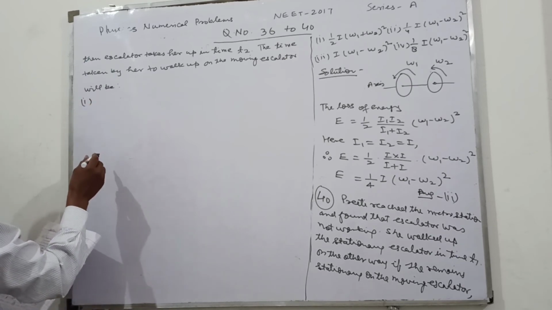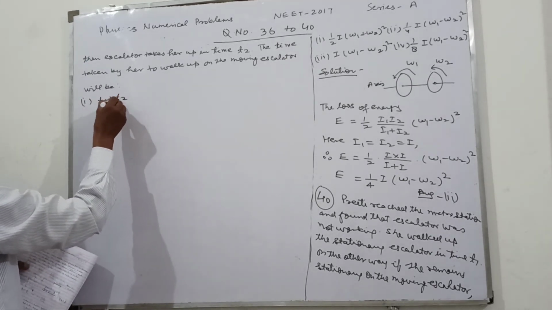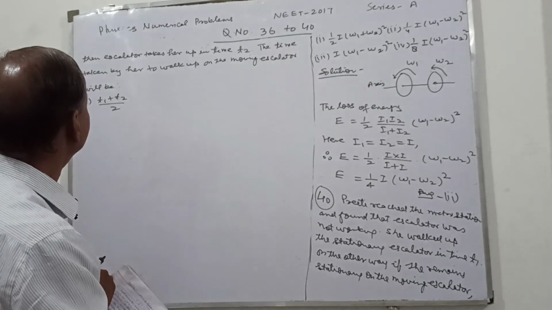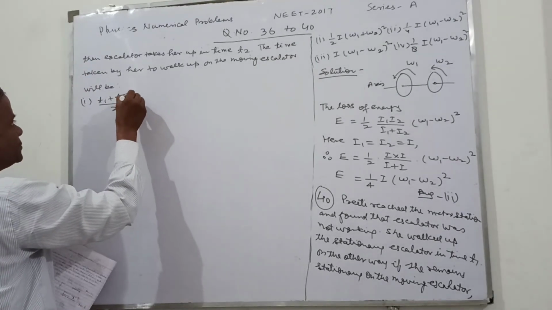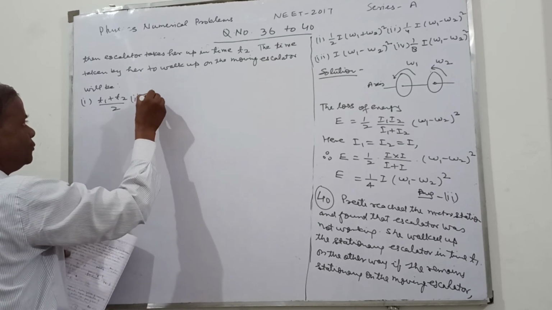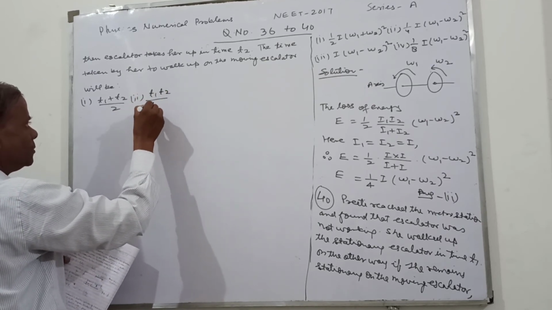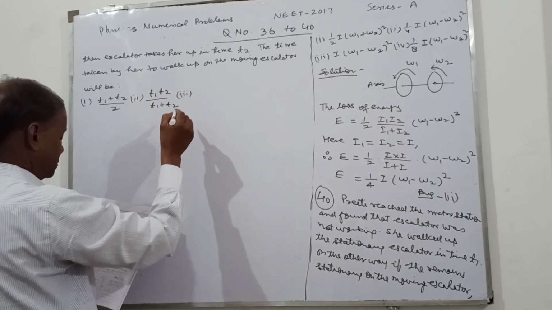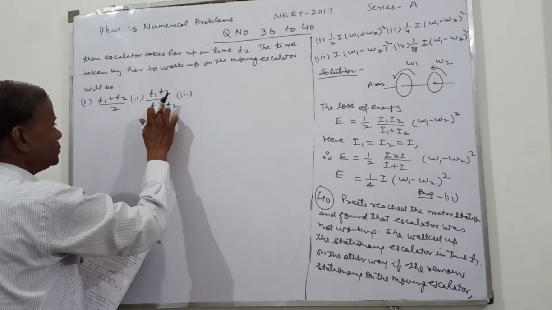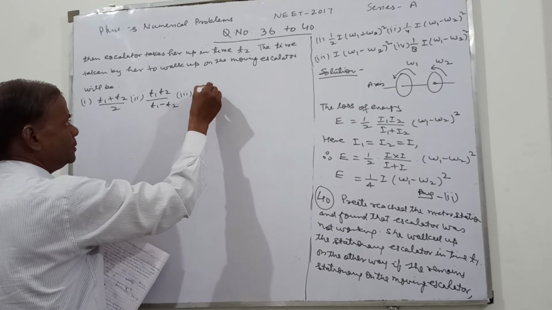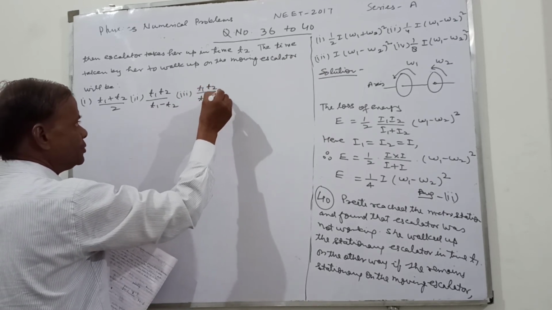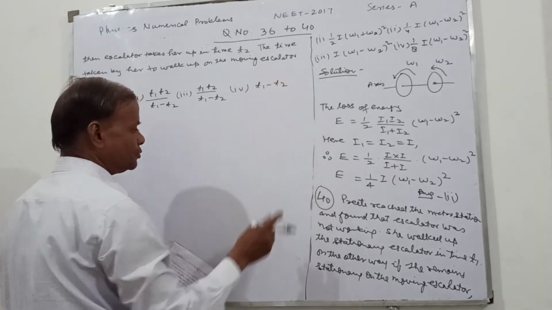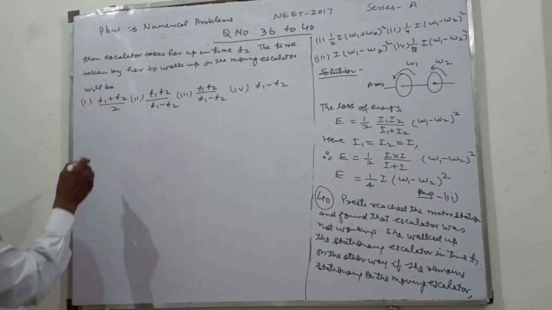now your options are: T1 plus T2 upon 2, and second T1 T2 upon T1 plus T2, and third, with the minus sign, T1 T2 upon T1 minus T2, and fourth, T1 minus T2. Now the solution.